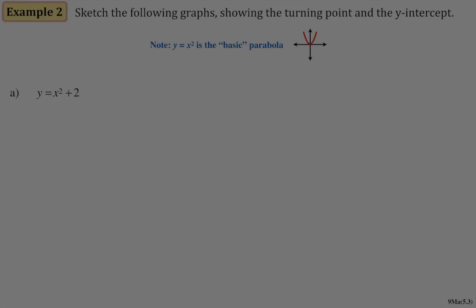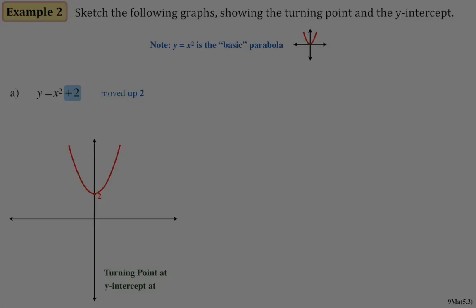Here's our first one. y equals x squared plus 2. So I know the plus 2, because it's not in brackets, controls up and down movement. So it's just moved up 2. It's the same as y equals x squared, but it's pushed up 2. And I've been asked to show the turning point and the y-intercept, so I'm going to write them down. Well, the turning point's at 0, 2, and the y-intercept is at y equals 2.